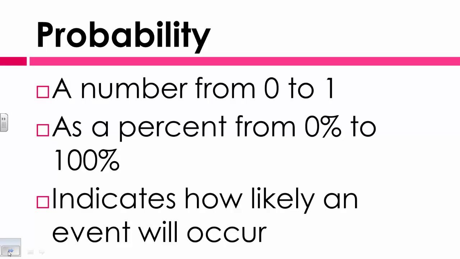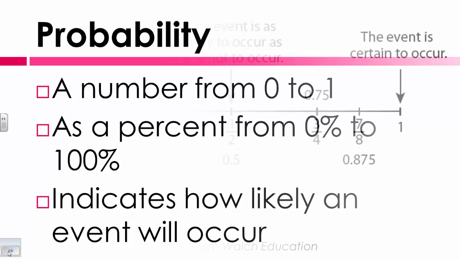Probability is written as a number from 0 to 1. From 0 to 1, we can write it as a decimal or as a fraction. We can also write these numbers as a percent, from 0% up to 100%. This indicates how likely the event will occur.